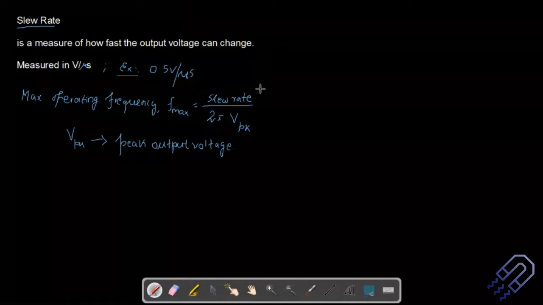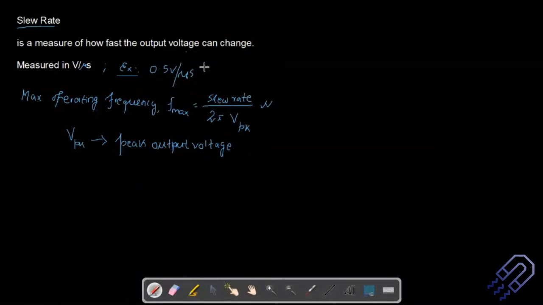This is one more formula that you should know. If you want to find the maximum operating frequency of an op-amp, you should know the slew rate, that is, how fast the output voltage can change. Once you get that, you should also know the maximum output voltage, and based on this you can do your calculation.